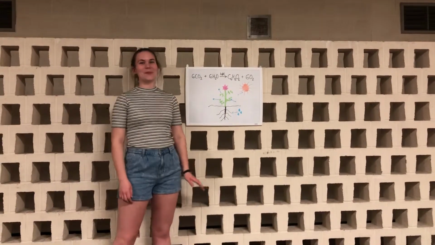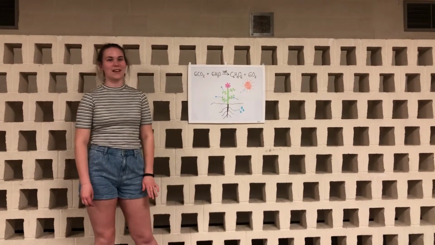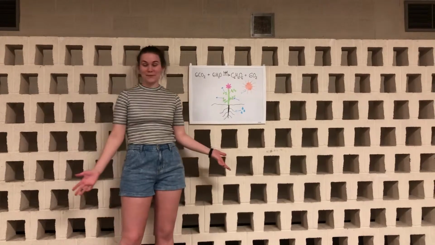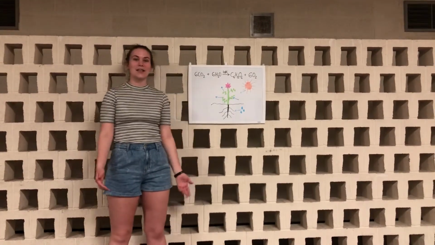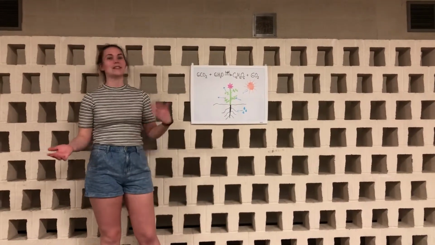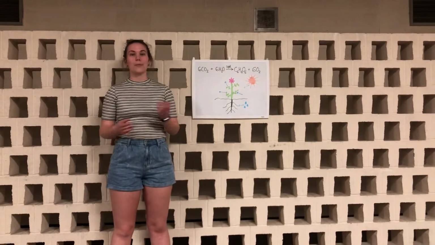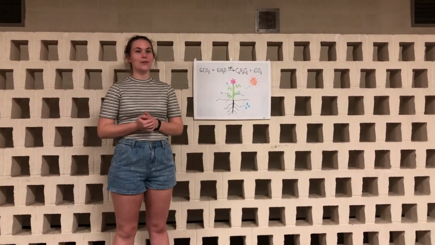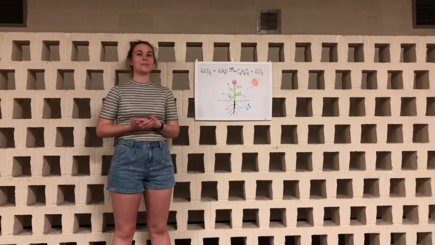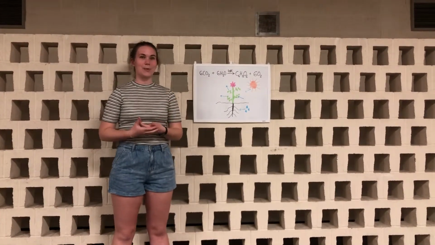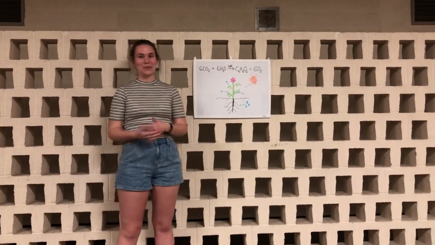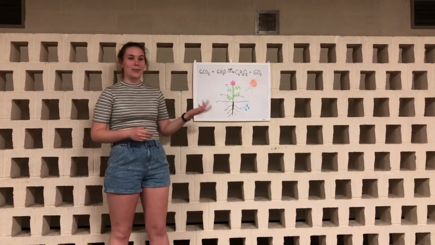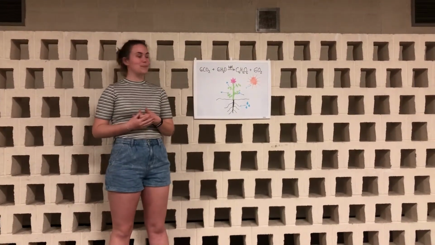Hello, today we're going to be learning about the process of photosynthesis. So you may be wondering, what is photosynthesis? This is the process of converting solar energy into chemical energy. Now, plants perform photosynthesis in order to create energy for themselves. And in turn, oxygen is created, which is what we as humans and animals breathe in. So it's important for the plant, but it's also important for us.